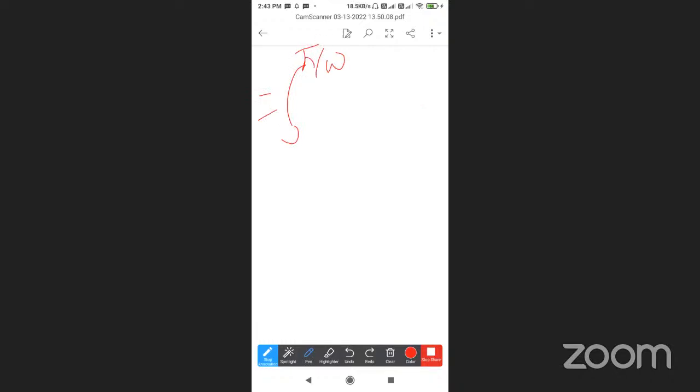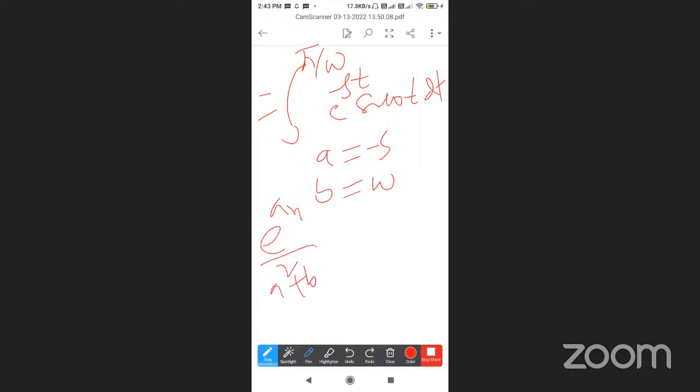e power of minus st into sin omega t into dt. Here a is equal to minus s, and b is equal to omega. Apply it. What is the formula? e power of ax by a square plus b square into a sin bx minus b cos bx. This is the formula. It is a lower class, intermediate level formula.